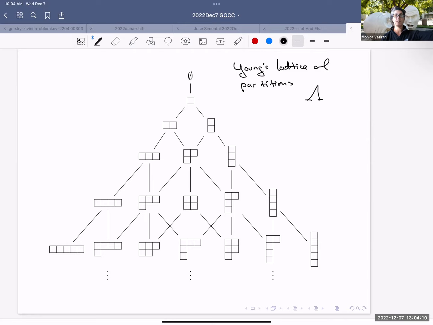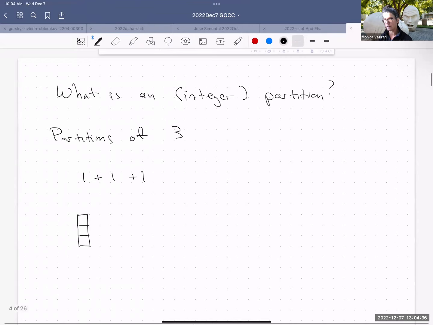So first, just in case I run out of time, let's start playing with the combinatorics of this. And then you can doodle off to the side and play with this, even if you tune out of everything else. So, okay, Young's lattice of partitions. So what is a partition? We'll come back to this picture in a little bit. There are set partitions and there are integer partitions. I'm talking about integer partitions today.